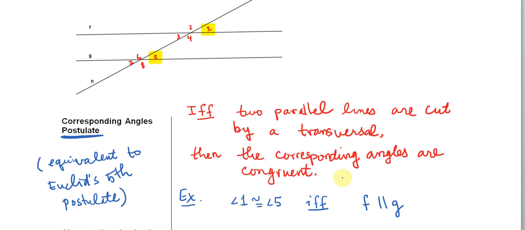And there's other angles that are congruent in this picture too, right? There are other corresponding angles, but this is just one example of them. So for example, we could say that angle 2 and angle 6 are congruent because they're corresponding. Same with angle 4 and 8, and same with angle 3 and angle 7. So there's a lot that we can say, but I'm just using angle 1 and 5 here as one particular example.